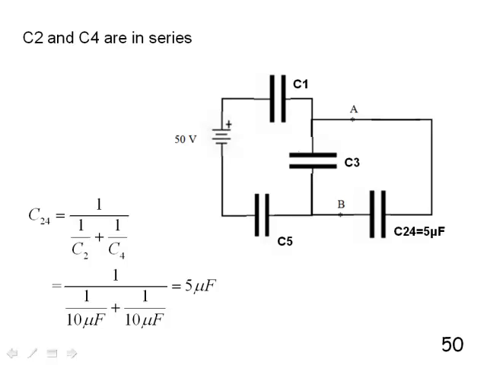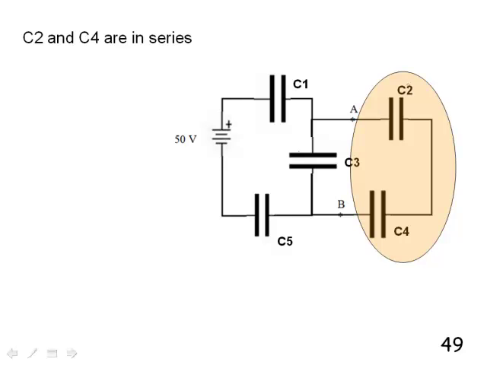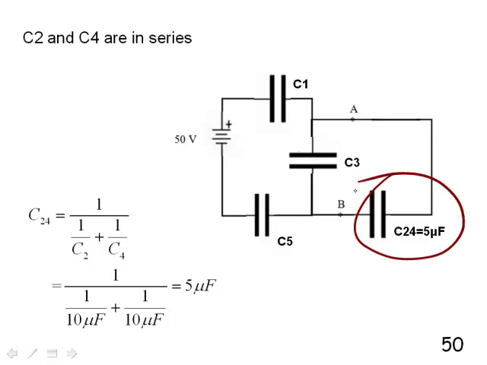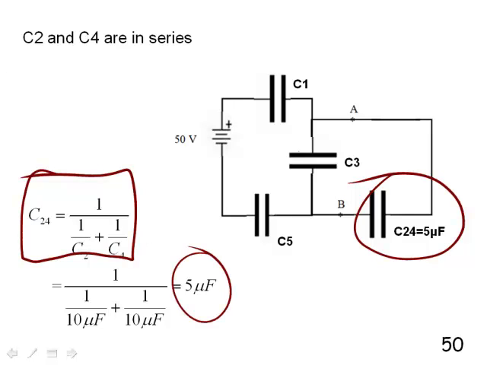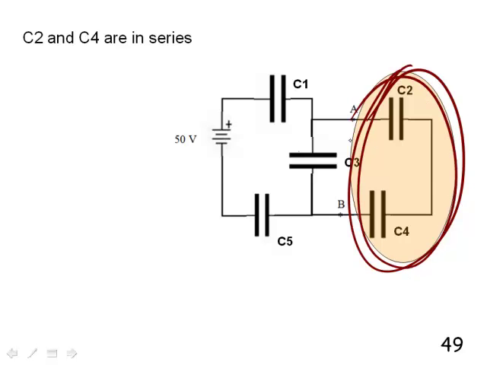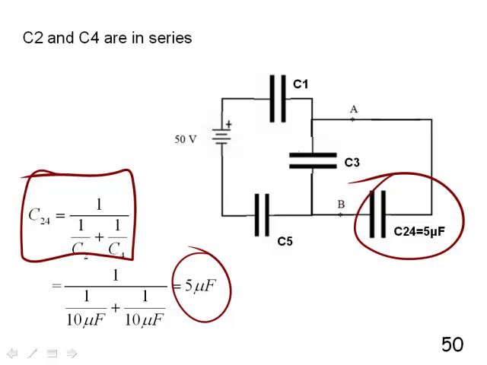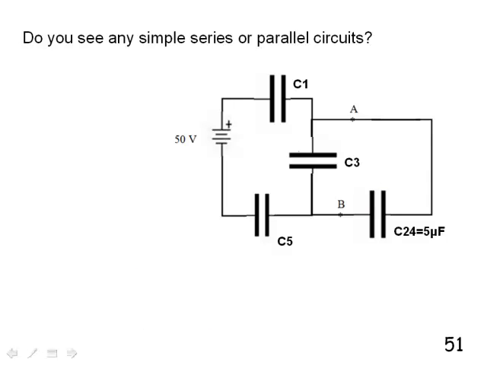Okay, so then we can replace the series combination of C2 and C4 with a single capacitor. It's called C24, and its equivalent capacitance is found using the equation for the equivalent capacitance of series combinations of capacitors. So that's 1 over (1/10 plus 1/10), which gives us 5. So these two capacitors put together, both 10, give a capacitance of 5 microfarads.